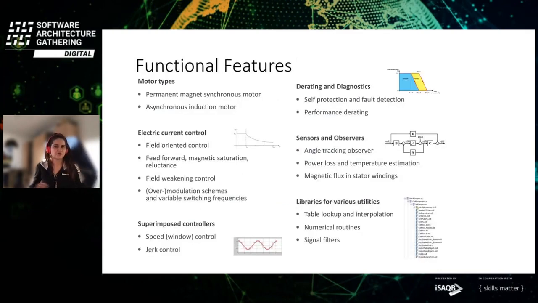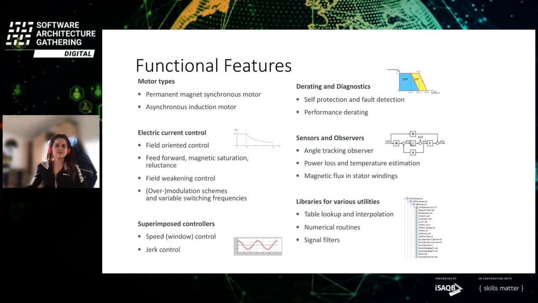The software for the electric control also supports other functional features that are interesting for us. We have to support several motor types, such as permanent magnet synchronous motors or asynchronous induction motors. There are also various algorithms for electric current control that have to be implemented. And we also have to provide features such as derating and diagnostics in case, for example, the motor gets too hot, so that it does not get corrupted and worn out and affect the lives of the people sitting in the car. Also, several sensors and observers are attached to the system.